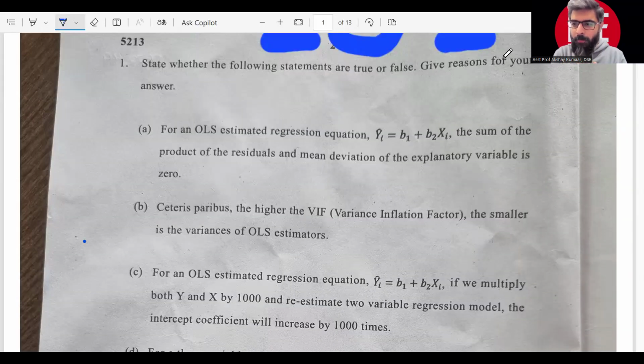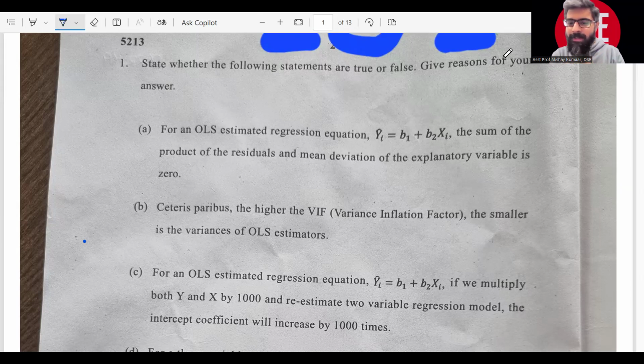Okay, I hope I'm audible to all my students who are attending this lecture for the introductory econometrics course. In this lecture, I'm going to start with the discussion of the 2024 question paper which has come up at Delhi University for the introductory econometrics course. And this lecture is recommended for all those students who are pursuing economics honors from University of Delhi.